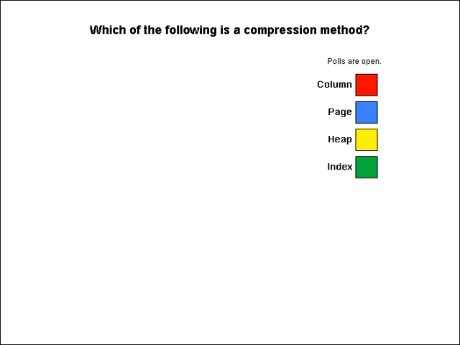Next polling item. Which of the following is a compression method? Column, page, heap, or index? Which of those is a compression method? Everyone should be able to get this one. Now, we're not looking at what we can compress, but the method that we use to do the compression. And we talked about two different ones. We talked about row and page. So page is the correct answer here. The page compression method looks for repeating values in a table to factor out into common storage.